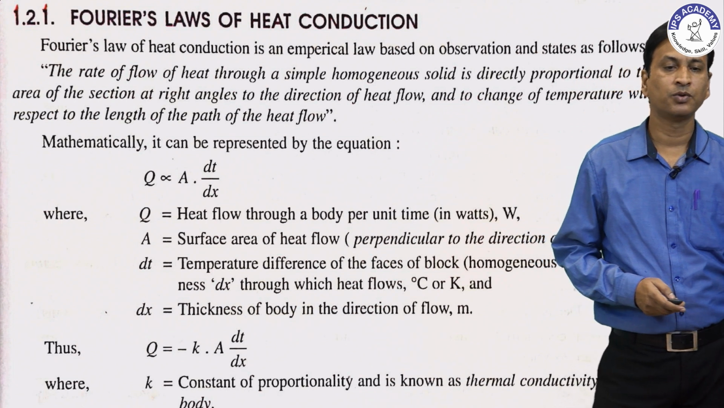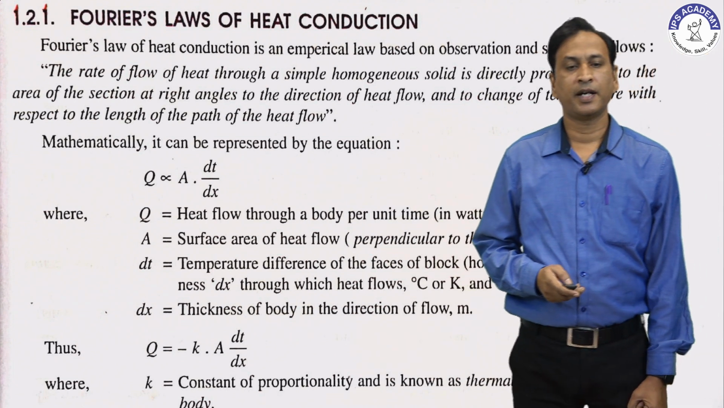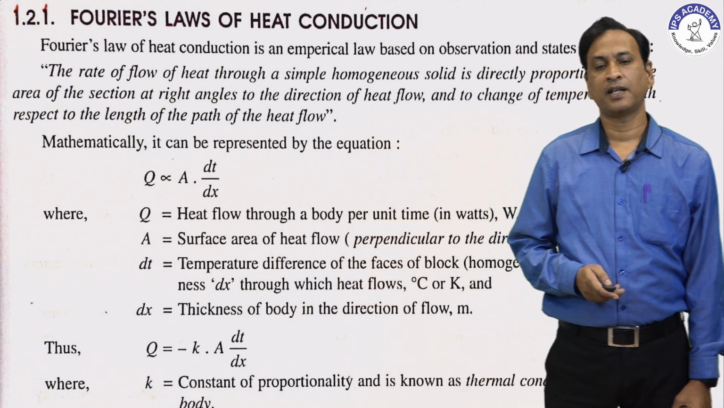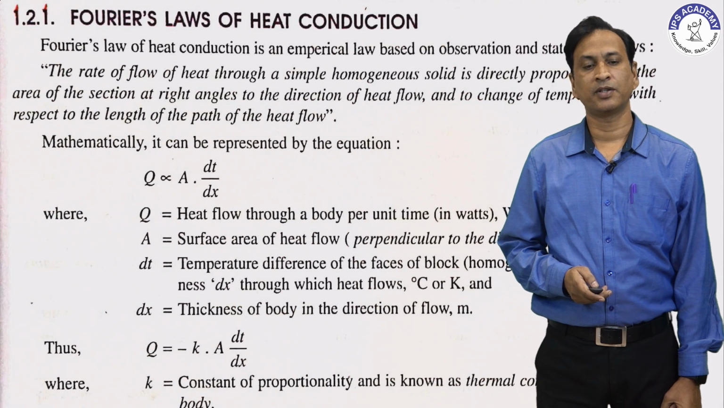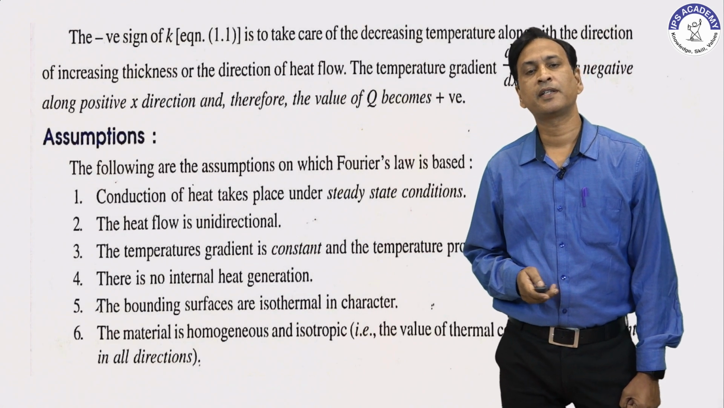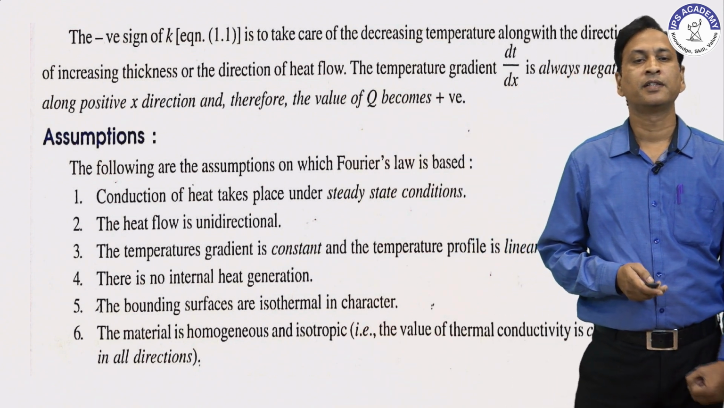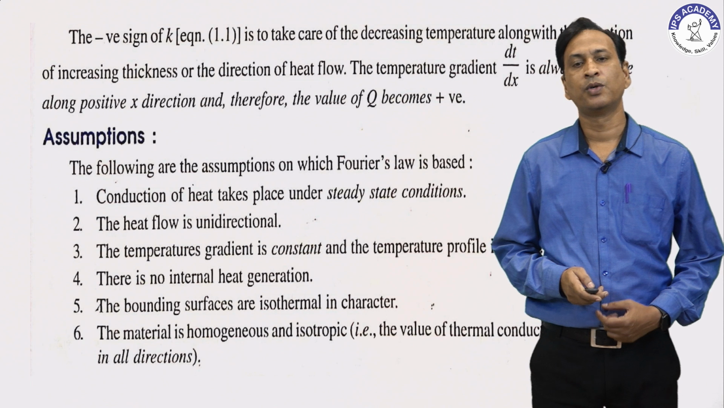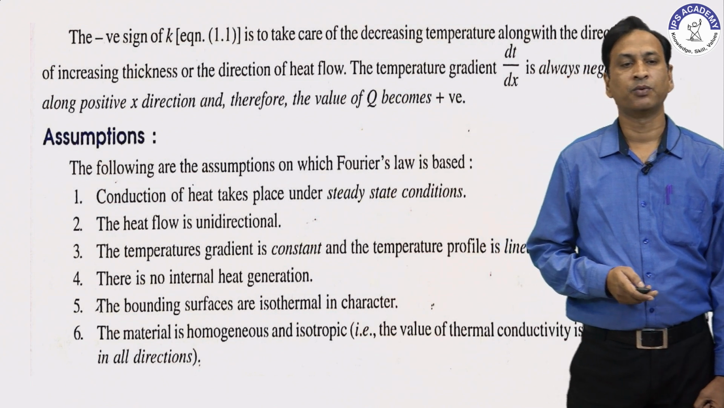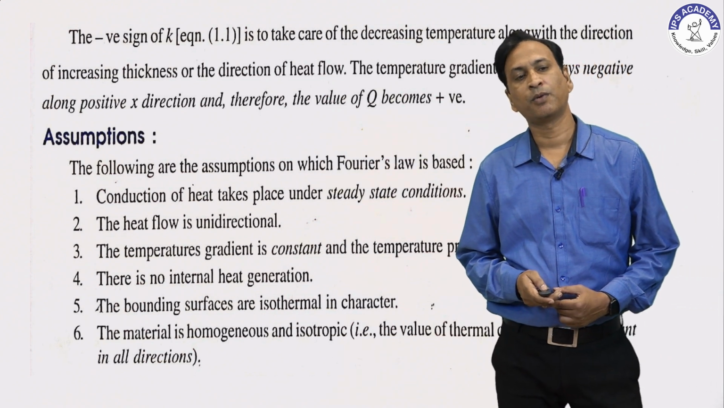The unit of thickness is meter. Thus, the equation is simplified: Q is equal to minus K into A dT upon dx. K is the constant of proportionality and is known as the thermal conductivity of the body. The minus sign is taken care of by decreasing temperature along the direction of heat flow. The temperature gradient dT by dx is always negative along the x direction, and therefore the value of Q becomes positive.